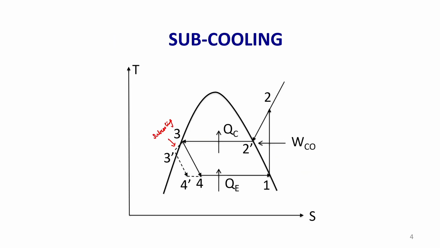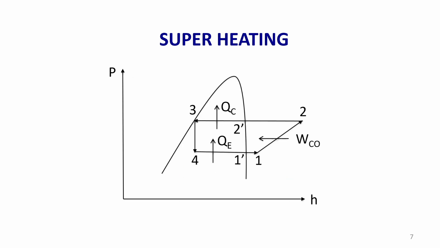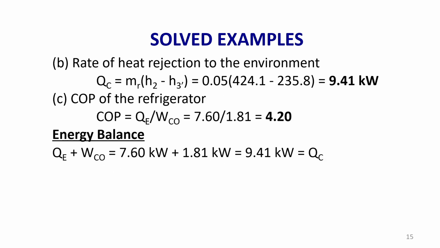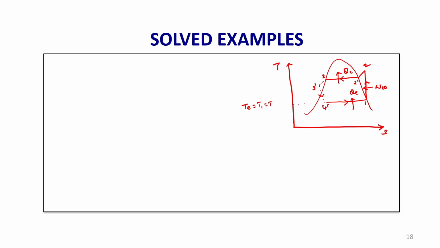Without subcooling it is 3 to 4, with subcooling it is 3 dash to 4 dash. From 3 to 3 dash, this will be the actual subcooling.